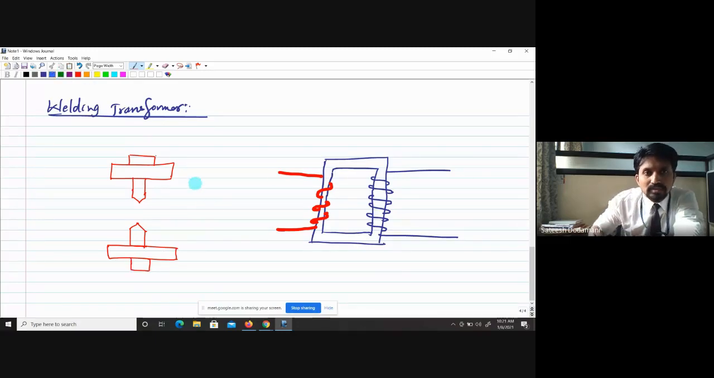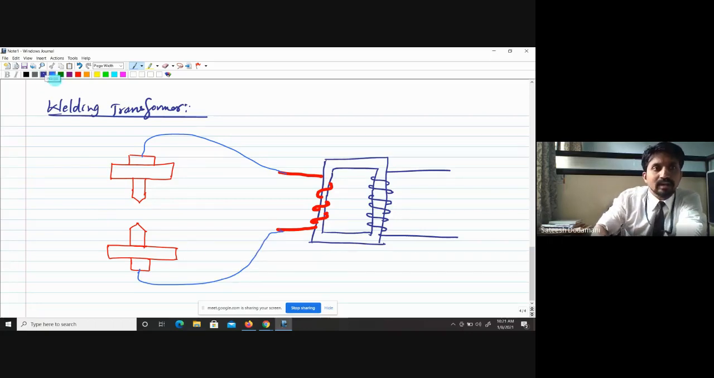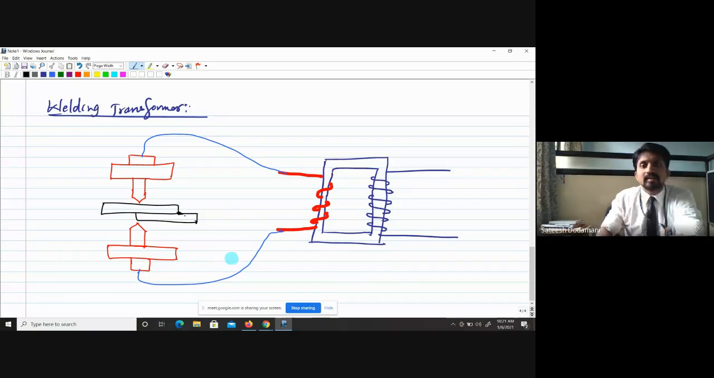Now I will show this wire in this way. We have to connect. Then finally I will place metal pieces here in between.